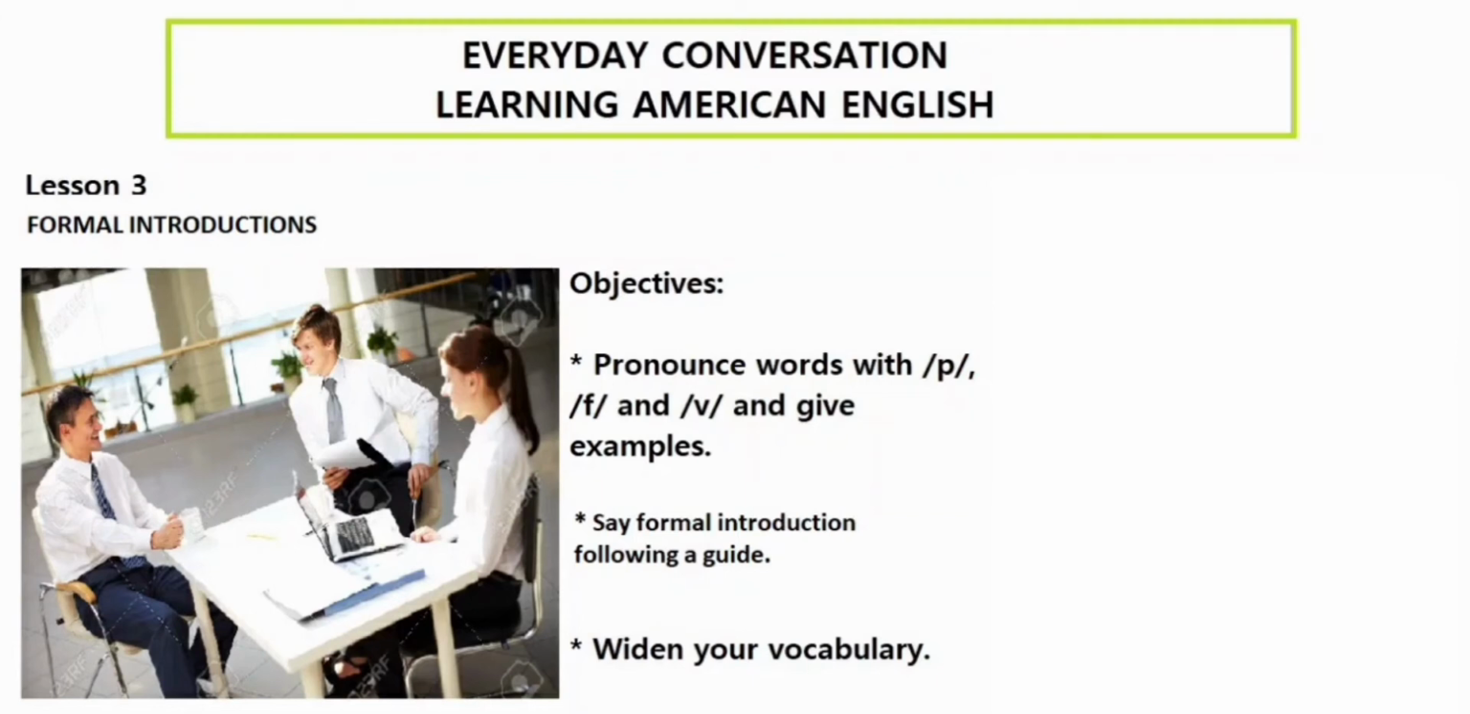In Lesson 2, we learned how to say informal greetings and farewell. For today's lesson, we are going to learn how to introduce oneself in a formal way. Let's begin.